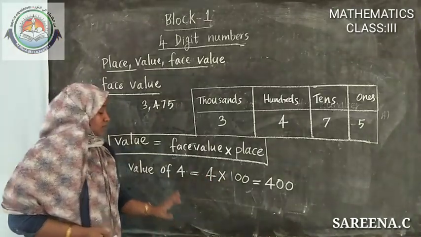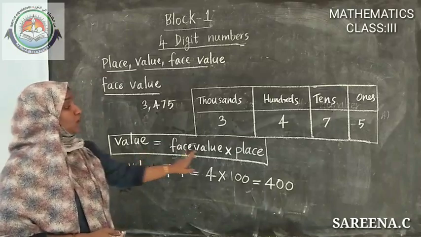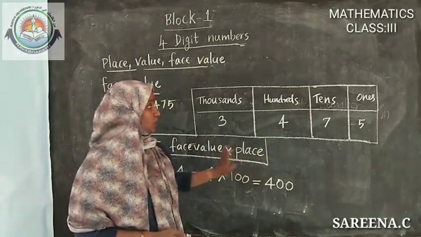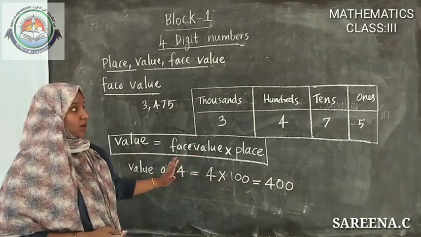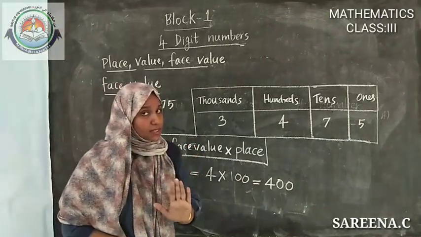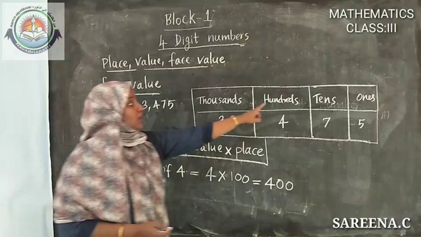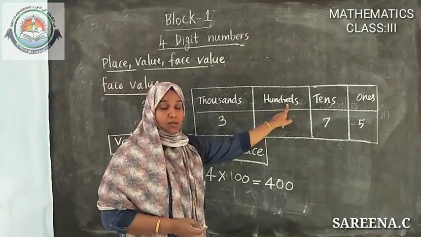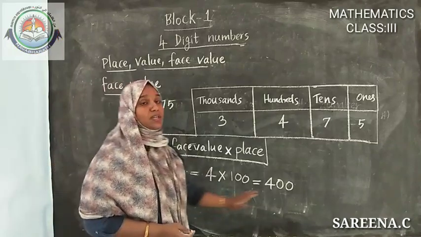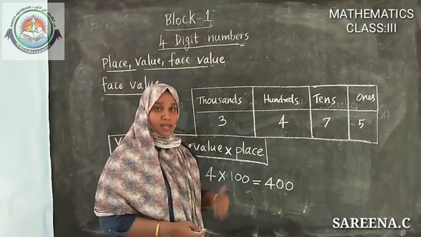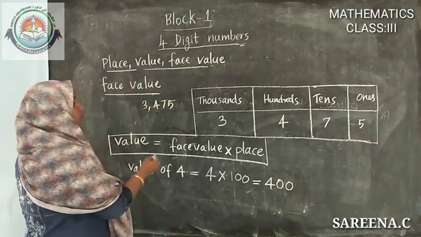How we got it? Value is equal to face value into place. We know the face value of 4 in this number. Face value of 4 is 4 itself. Then we have to look at which place it is in. It is in hundreds place. So the value of 4 is 400. We can see one more example.